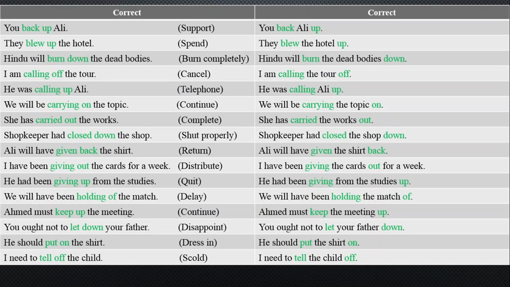See, whatever I've circled and colored in green is your phrasal verb. You back up Ali means you support Ali. When this Ali comes in between back and up, that is called a separable transitive phrasal verb. So I say: you back Ali up, you back up Ali. They blew up the hotel means they spent the money uselessly, and they blew the hotel up. Now the hotel is coming in between your phrasal verb, just as Ali did.